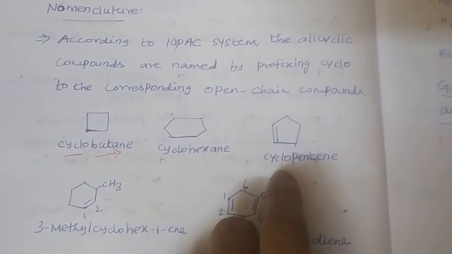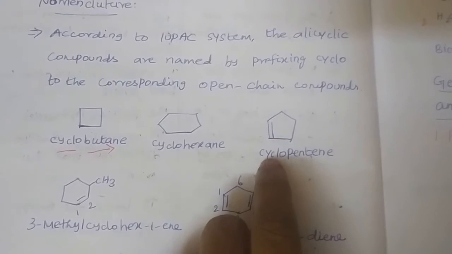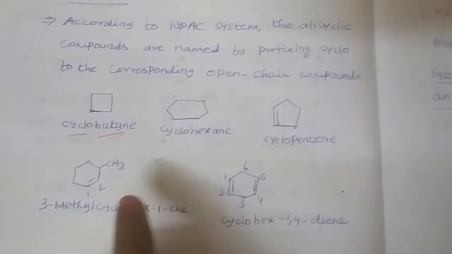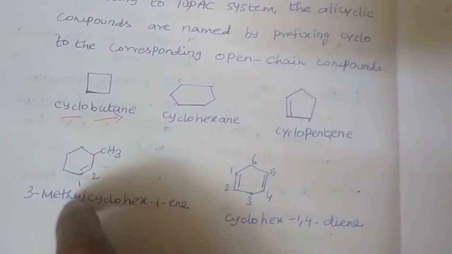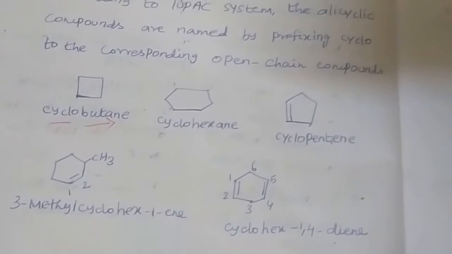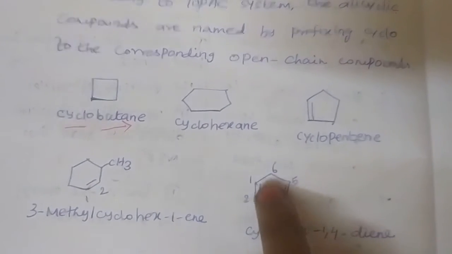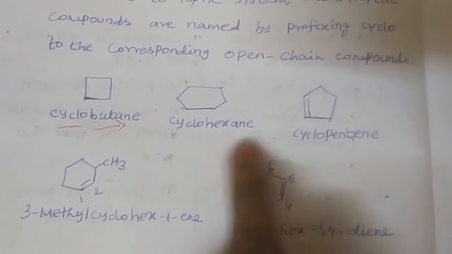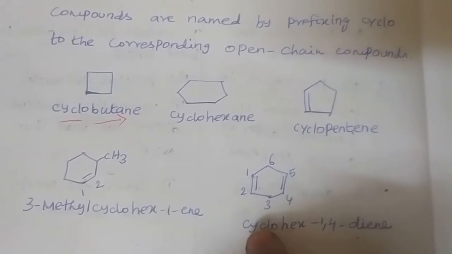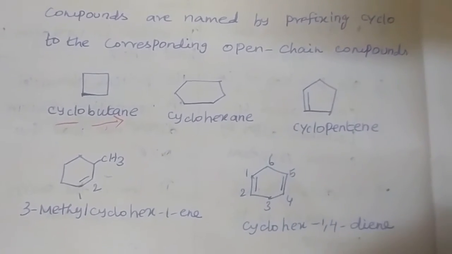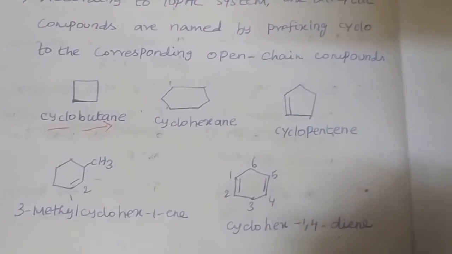This is a 5-member ring, and one double bond is there, so it is pentene. So you add cyclo in the prefix, so you get cyclopentene. Without this methyl group, it is cyclohexane. In the third position, one methyl group is substituted, so it is 3-methylcyclohexane. So the next example is cyclohexene. The double bonds start from the 1st and 4th positions, so it is named cyclohexa-1,4-diene. This is for the monocyclic system.